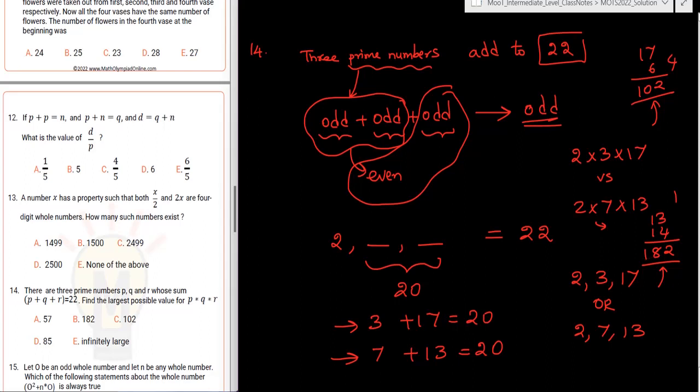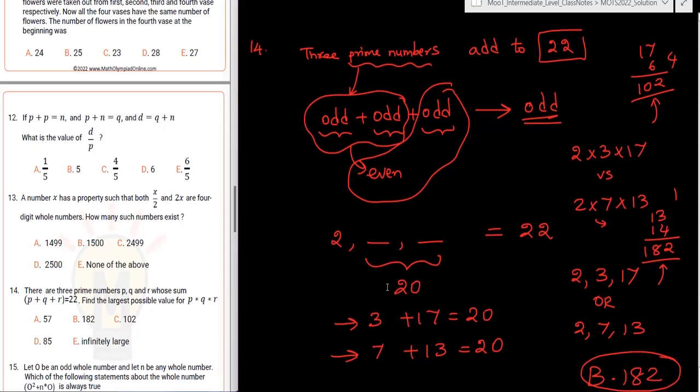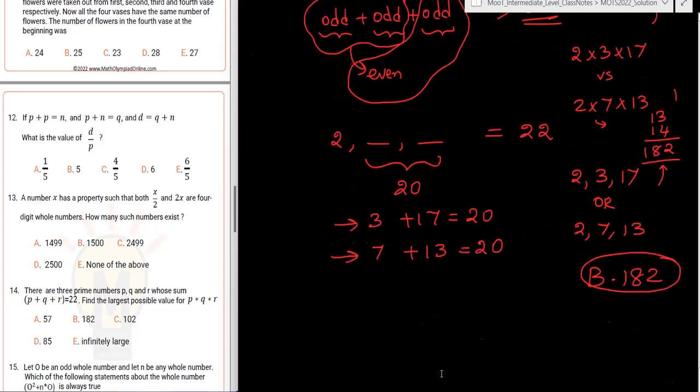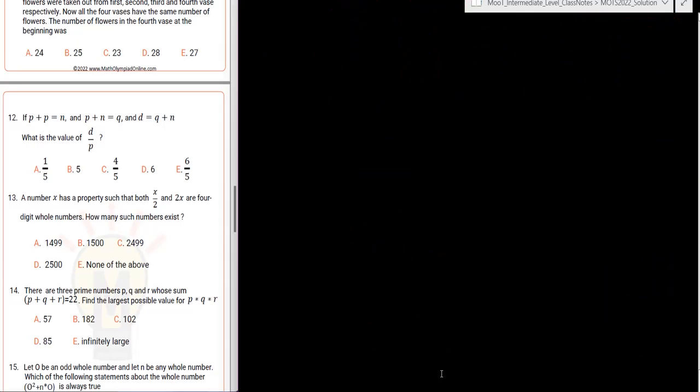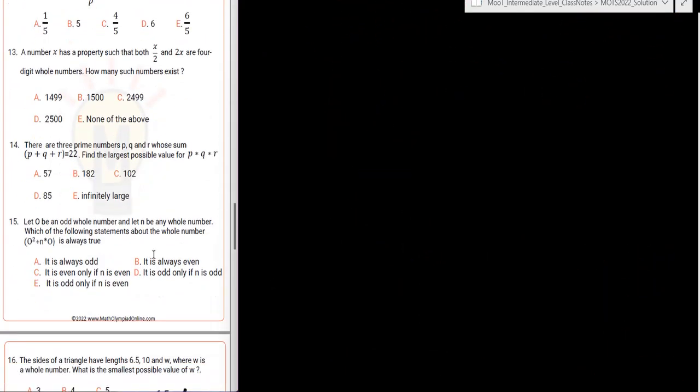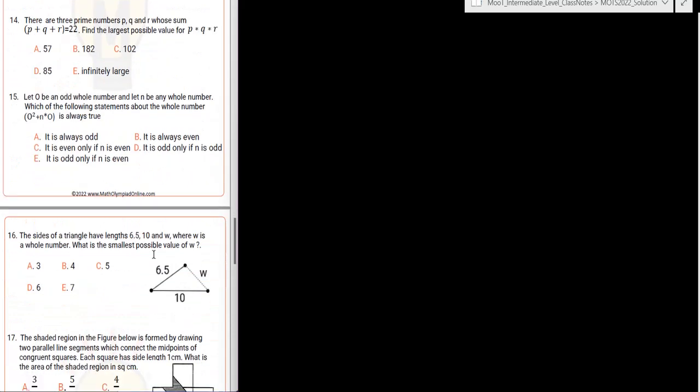The choice C is 102, but that is not the largest possible. So the correct answer is B, which is 182. It's a very nice problem using the property that the only even number which is also prime is 2. Okay, 15th problem.